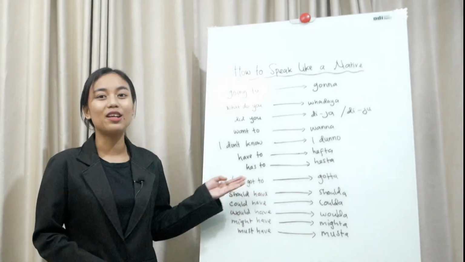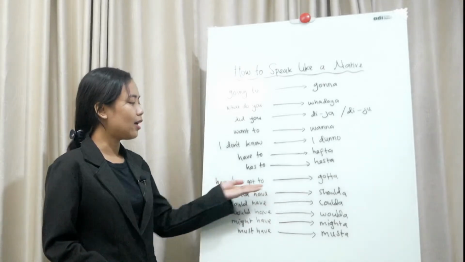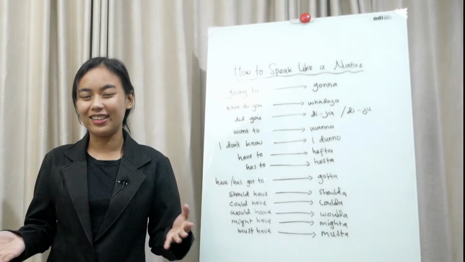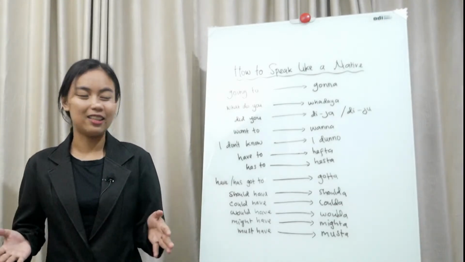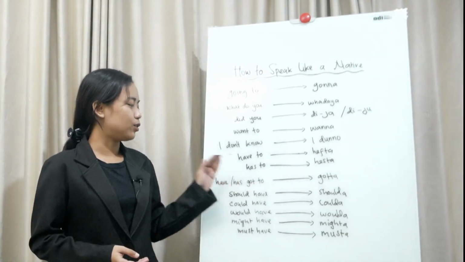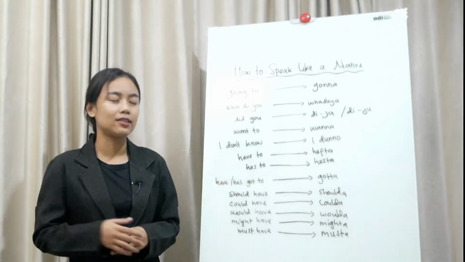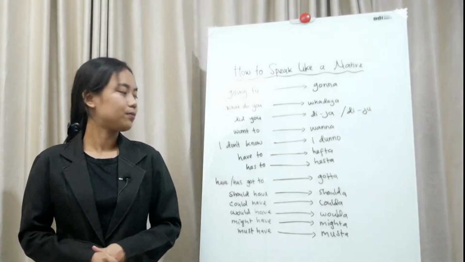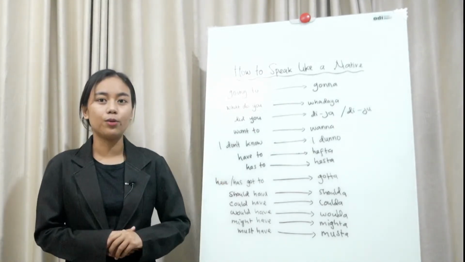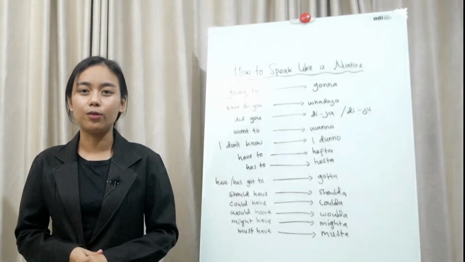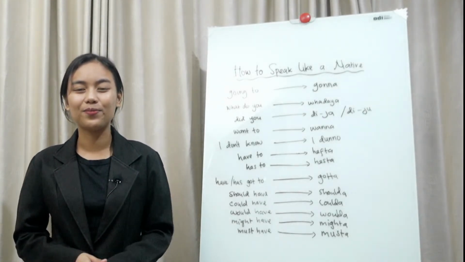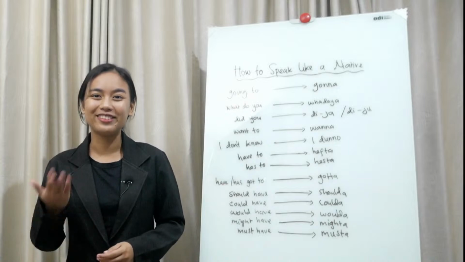Next one kita punya have atau has got to. Jadi kata ini bisa disingkat menjadi gotta. Let's say it. Gotta. Has got to atau have got to memiliki arti yang sama dengan have to ataupun has to. For example, I have got to go. Aku harus pergi. Bisa disingkat menjadi I gotta go. Let's say it. I gotta go.